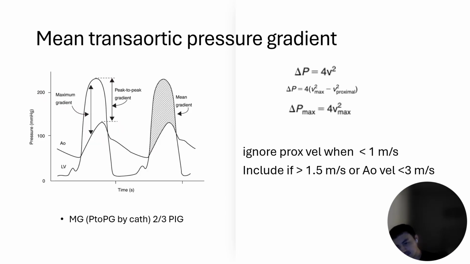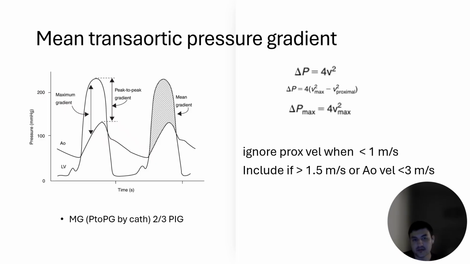Now we're gonna understand what gradient is. Remember, gradient is the difference between two cavities. You can measure it in echocardiography and you can measure it with the catheter. Those are the most common tools you have to measure the gradient. You can use other tools, but those are the common ones.